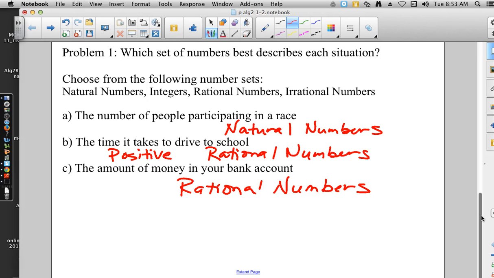And the amount of money in your bank account, you think, well, should I put positive in front of that? Oh, no, might not be positive. You might go over. You know, they do have some programs now at the bank where you can sign up to, really, they just loan you the money when you go underneath your balance, and that's called overdraft protection. But you definitely can go into the negatives.